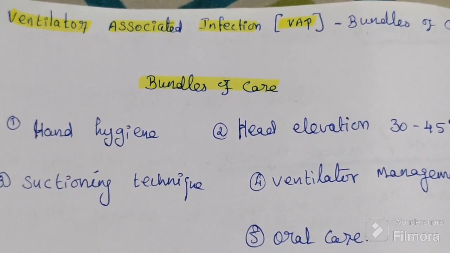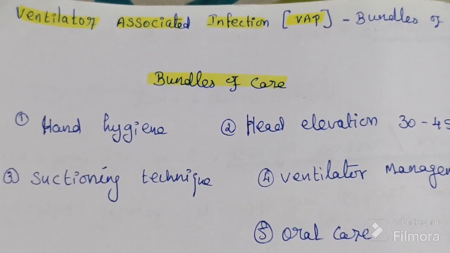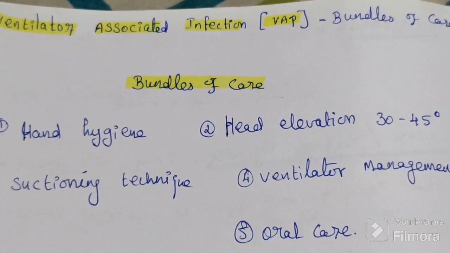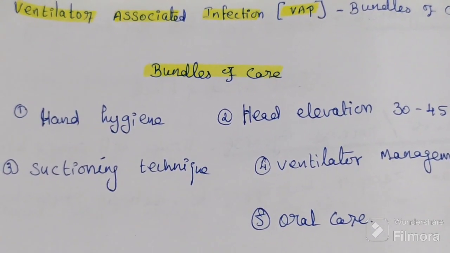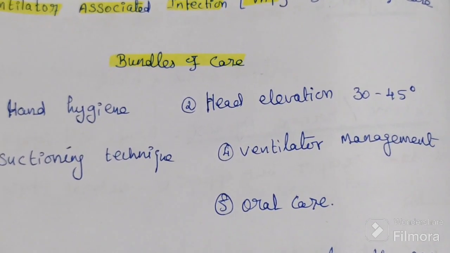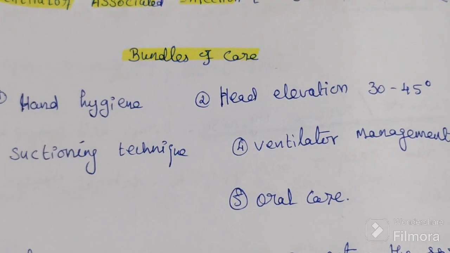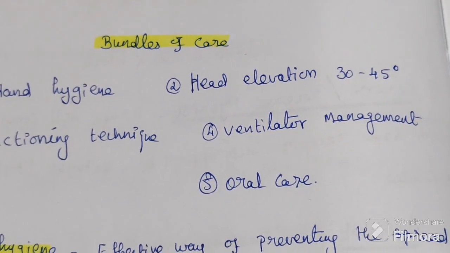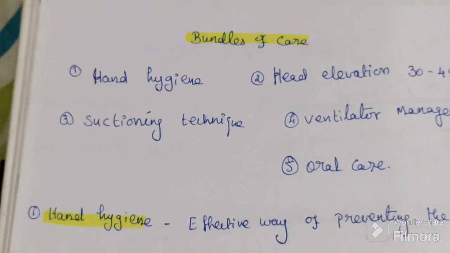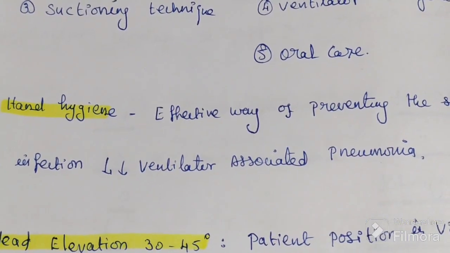In this video, we'll discuss the ventilator associated infection bundle of care. We have hand hygiene, elevation of the head to 30 to 40 degrees, suctioning technique, ventilator management and oral care. First one is hand hygiene.